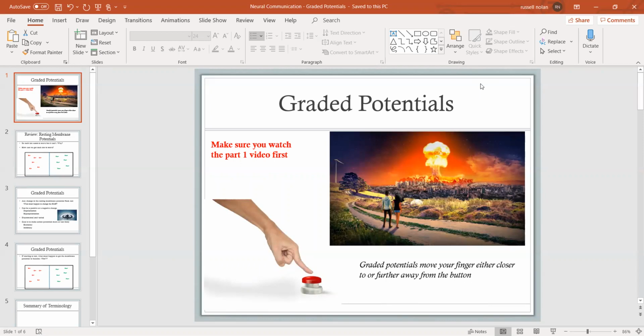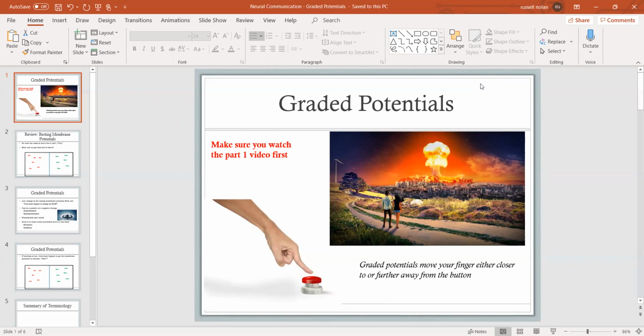And so you'll remember from the first video that I'll talk about that the main goal here in neural communication is the generation of action potentials. And I kind of equated this to initiating nuclear holocaust, pushing the proverbial button. And so we started in the last video, we covered resting membrane potential. So what is the foundation, where is that foundation where the cells, the neurons are for neural communication?